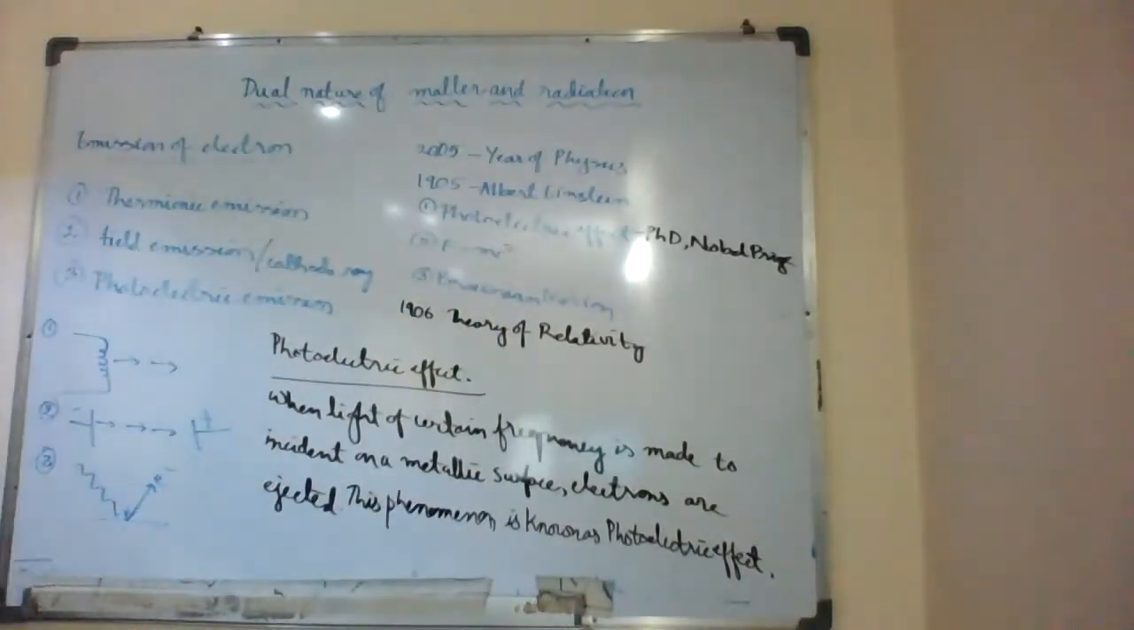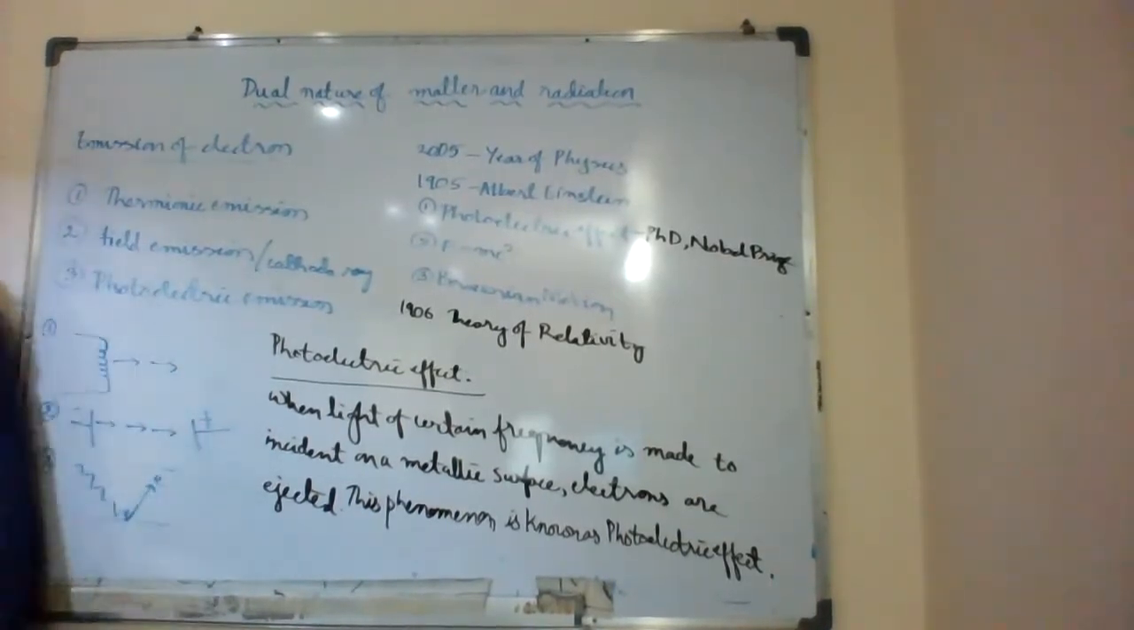Clear? Light of a certain frequency is made to be incident on a metallic surface. Electrons are ejected. This phenomenon is known as the photoelectric effect. Clear?